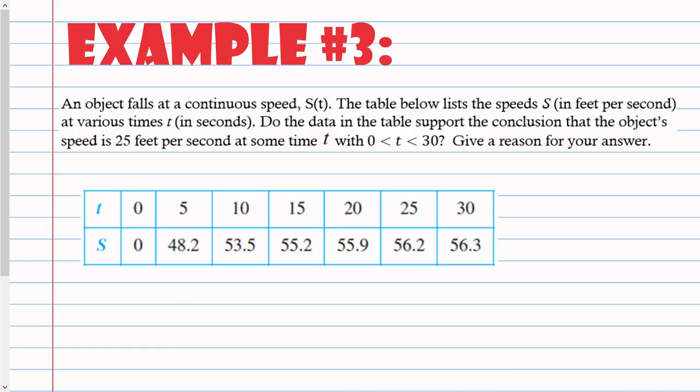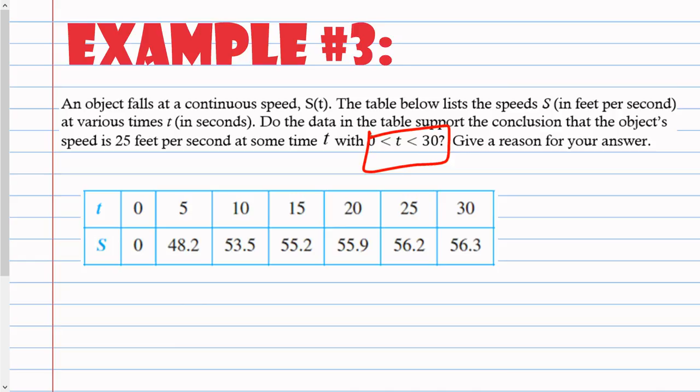Example 3. An object falls at a continuous speed, s of t. The table below lists the speeds s in feet per second at various times t in seconds. Do the data in the table support the conclusion that the object's speed is 25 feet per second at some time t, with 0 less than t less than 30? Give a reason for your answer. Okay, so this is my interval, right? These are my x's. And they want to know if this data actually supports a conclusion that the object's speed is 25 feet per second at some time.